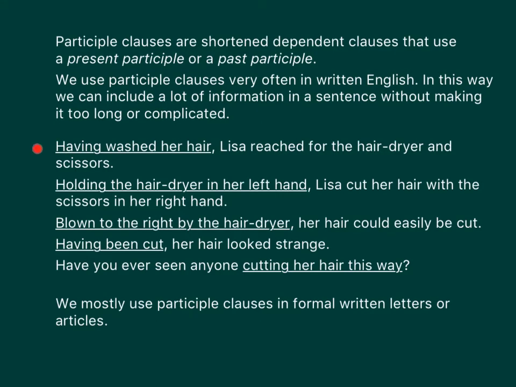Here are some examples. Having washed her hair, Lisa reached for the hairdryer and the scissors. Holding the hairdryer in her left hand, Lisa cut her hair with the scissors in her right hand. Blown to the right by the hairdryer, her hair could easily be cut. Having been cut, her hair looked strange. Have you ever seen anyone cutting her hair this way? We mostly use participle clauses in formal written letters or articles.